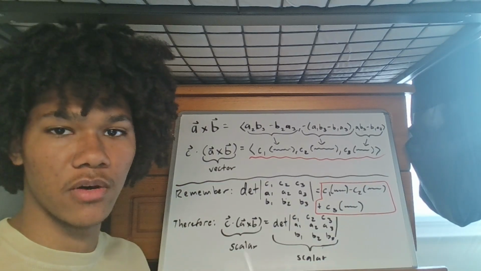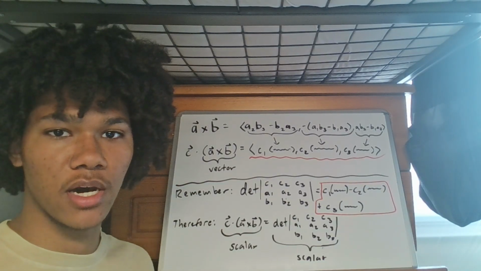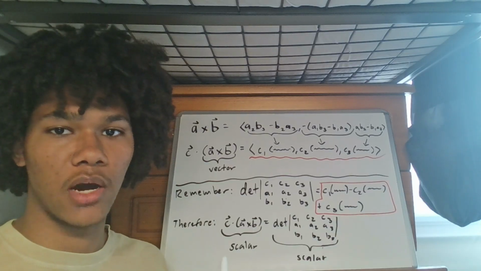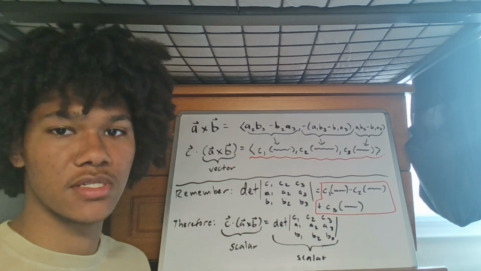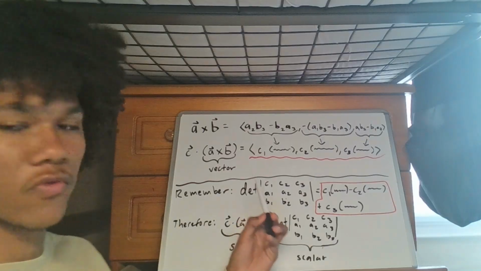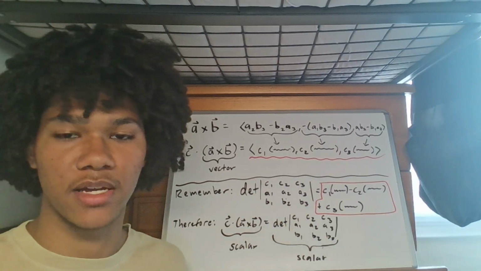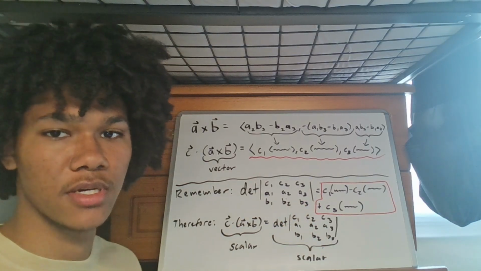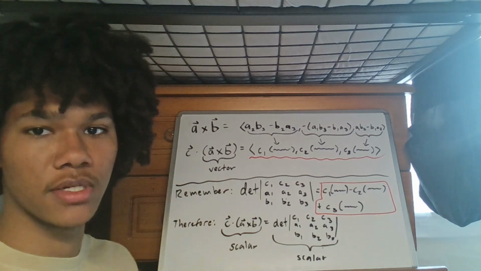Now that we've talked about cross products and dot products, I want to introduce how we represent planes in space. But before we do that, I want to go over a concept that combines both the dot and cross product. This is called the triple product.